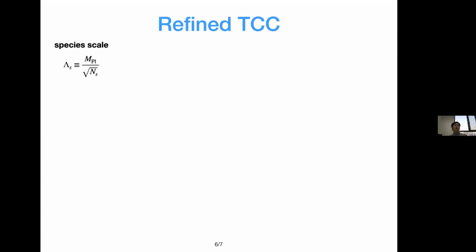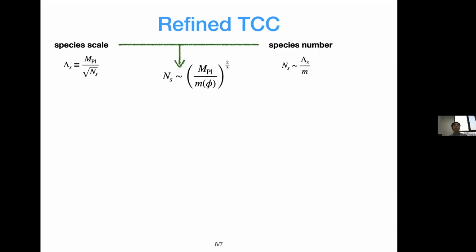So for a given N_s particle state, the gravity coupled to a scalar theory would become strongly coupled above a species scale, which is this Lambda_s. And the number of particle states that we can include in the effective theory before reaching the strong coupling cutoff is this number, N_s. And this will give us the N_s with this form.